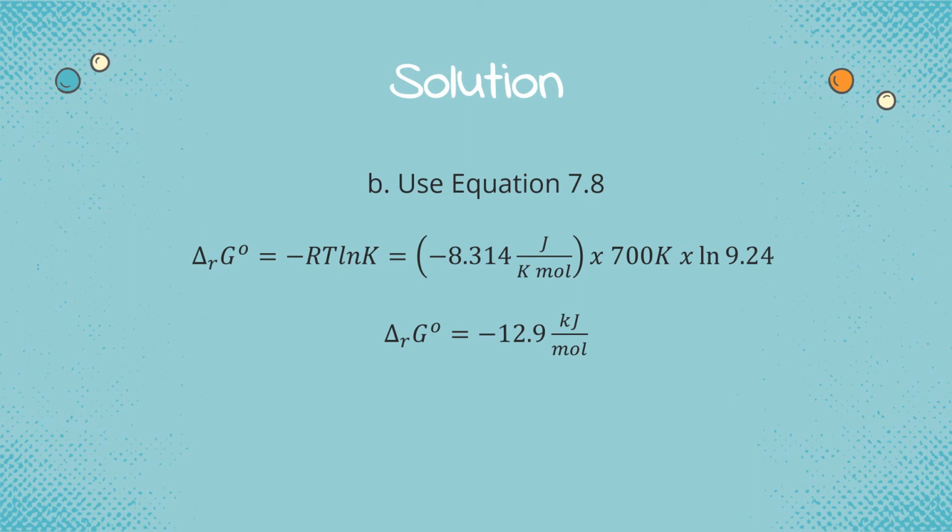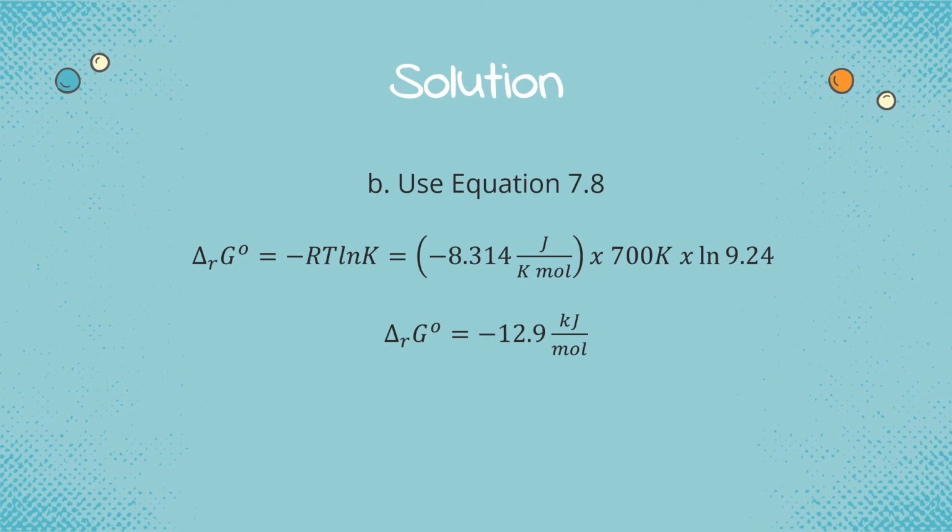For letter B, we could use equation 7.8, in which the standard reaction Gibbs energy is equal to negative RT ln K, in which our temperature is set to be 427 degrees Celsius or about 700 Kelvin. Then substituting the values, we get that our standard reaction Gibbs energy is equal to negative 12.9 kilojoules per mole.